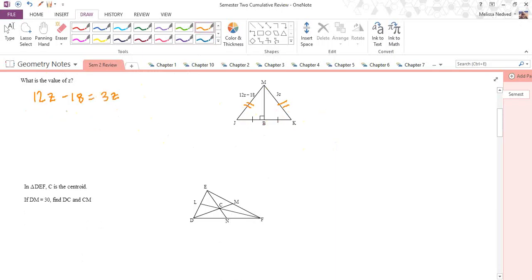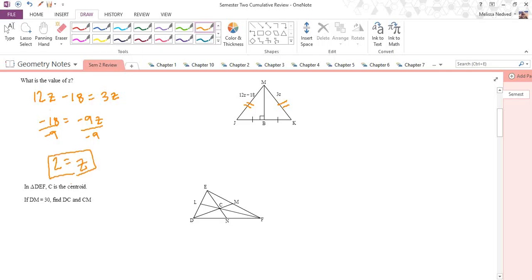I'm going to start by subtracting 12Z from both sides. Don't lose that negative 18. 3Z minus 12Z is negative 9Z. Divide both sides by negative 9. Be careful with your negatives. Negative divided by negative is positive. 18 divided by 9 is 2. So Z is equal to 2.